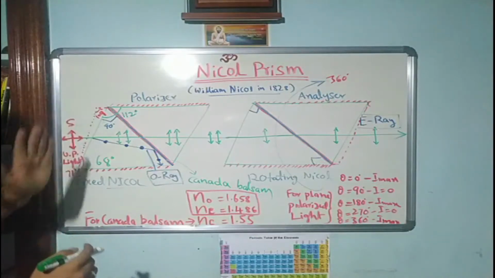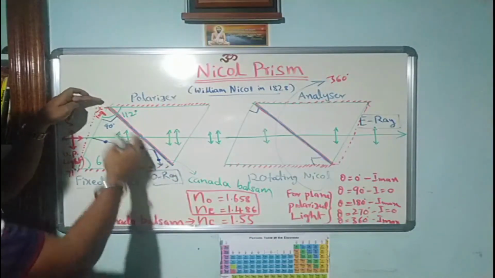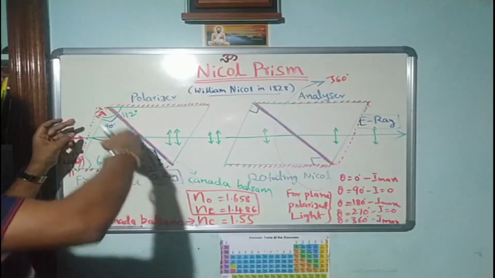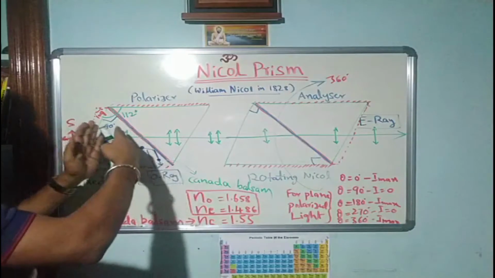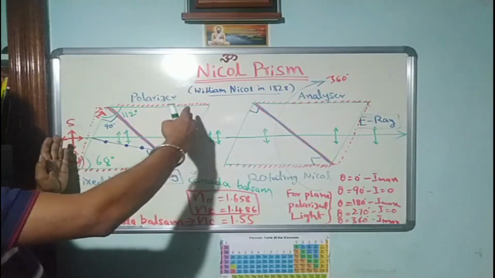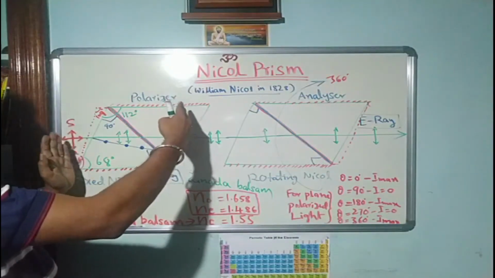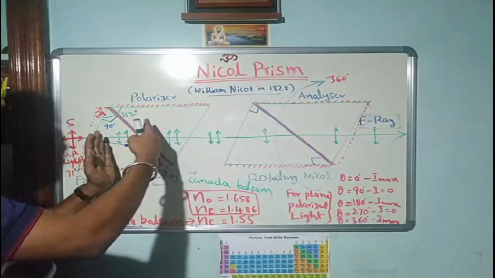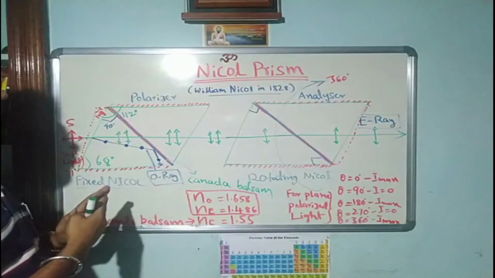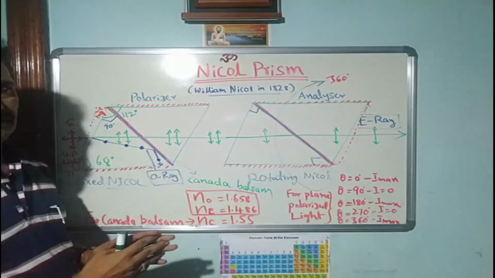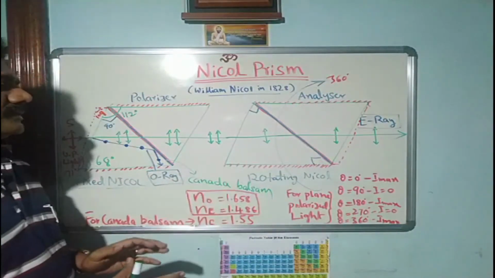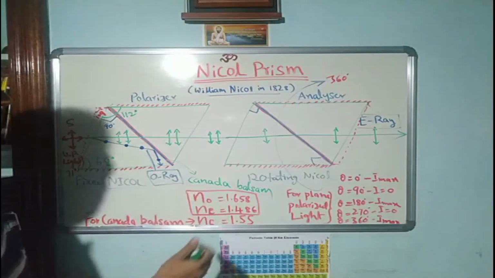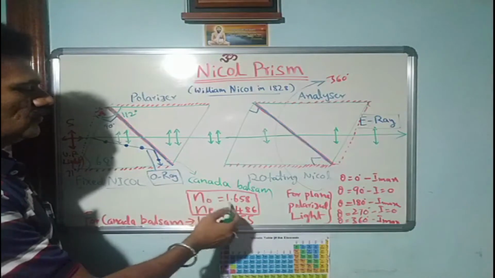Then, across the blunt corners, it is cut like this along a principal section and made into 2 pieces. These 2 pieces of the calcite crystal are again joined using a transparent material called Canada balsam. Canada balsam is a highly transparent material whose refractive index always lies between NO and NE.